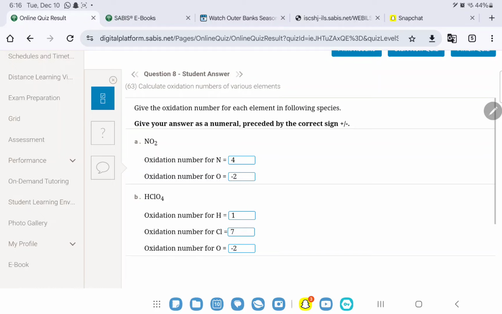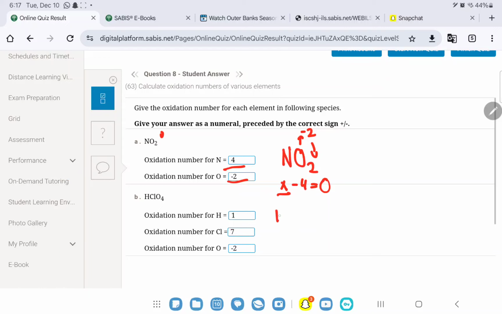Here we need to calculate some oxidation numbers. NO2, we know that O is -2. Since it's -2, you're multiplying the -2 with the 2. So X - 4 equals the charge, which is 0, making X equal to 4. And O is always -2, unless they ask you to specify when it's not. Now let's move on to the next one.